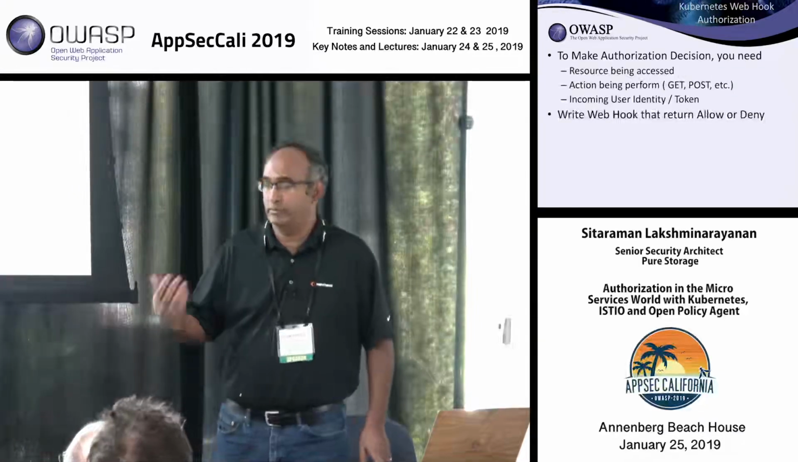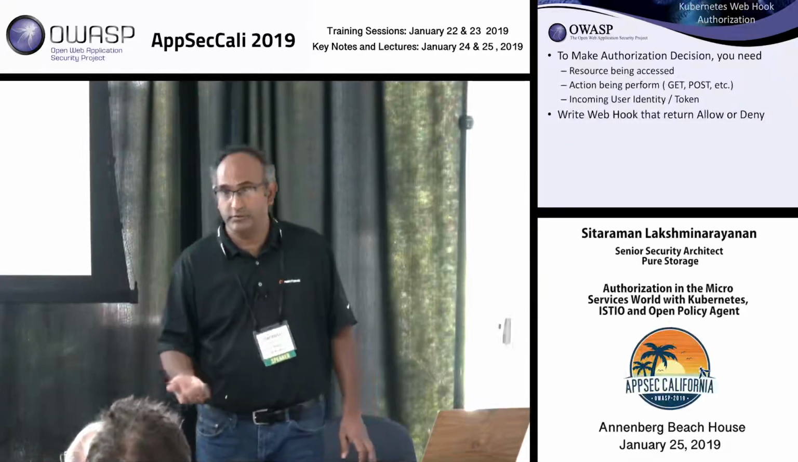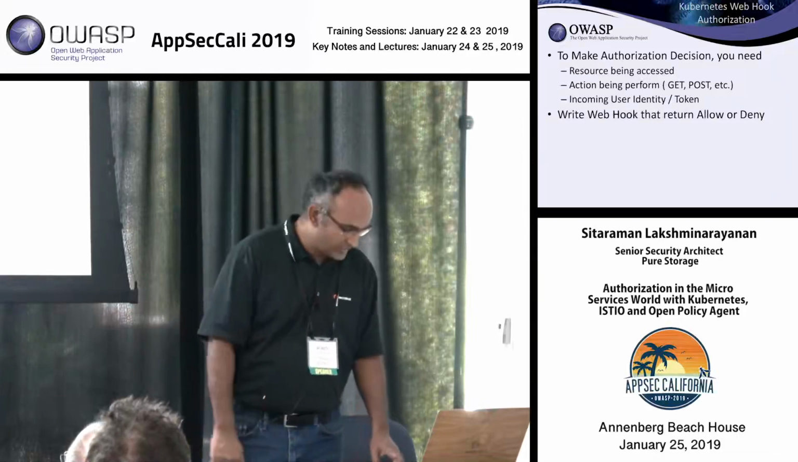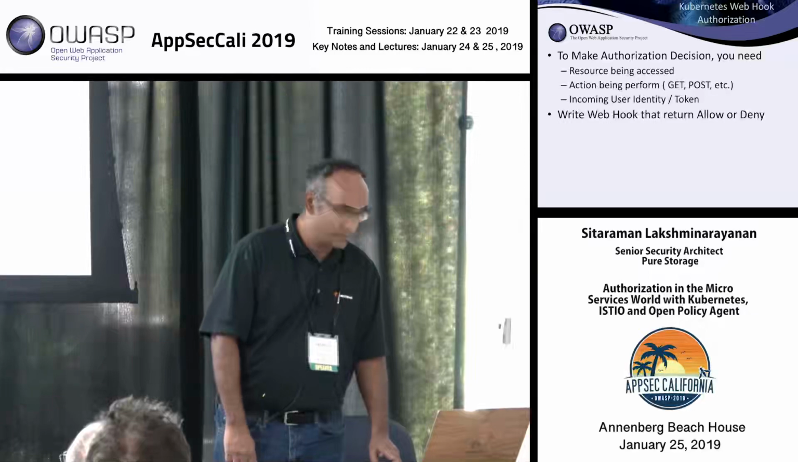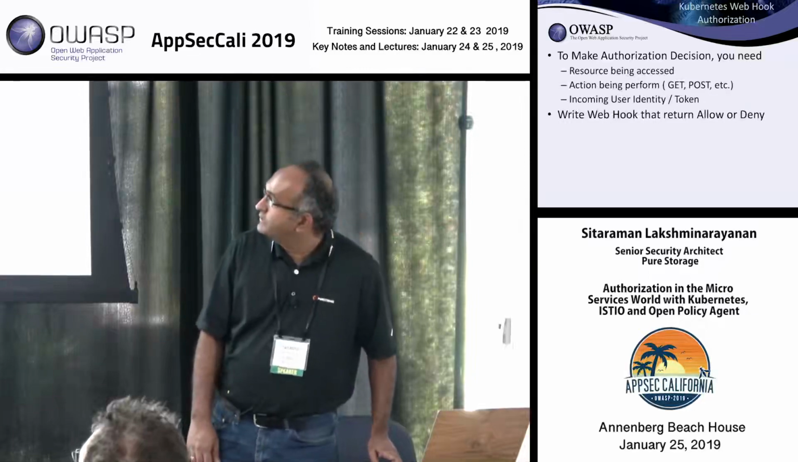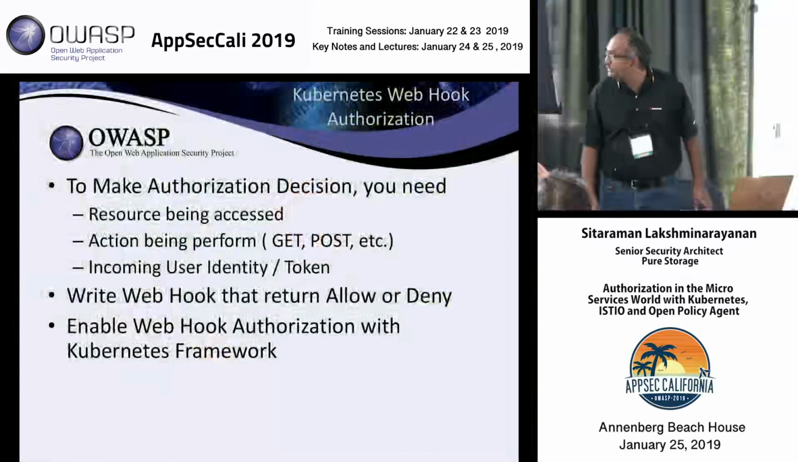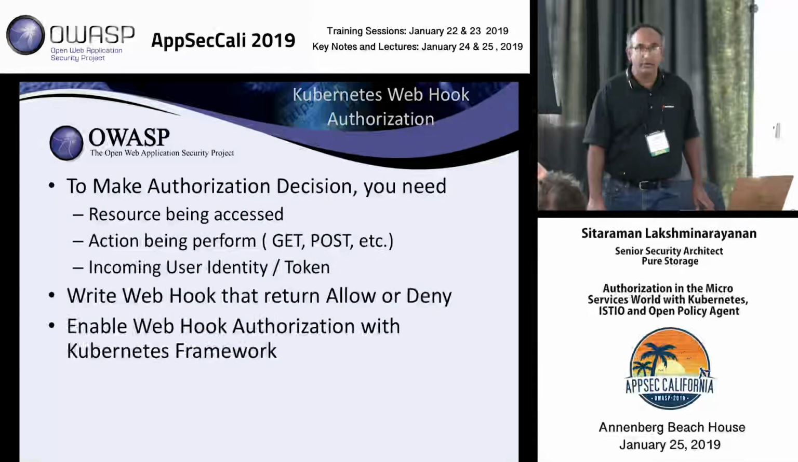So you can have Kubernetes integrated with your single sign-on infrastructure. You get the JWT token coming in, and then it automatically extracts the information from the JWT token and gives it to the webhook, right? So all you have to do is you write a webhook, and that gives you allow or deny, and enable the webhook in your Kubernetes framework.